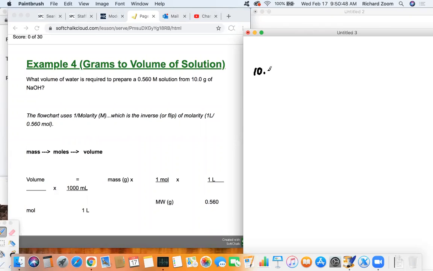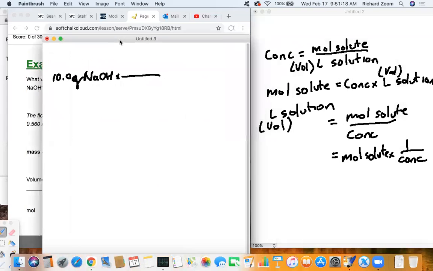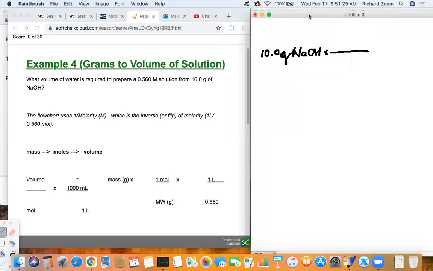Now, in order to start this, we'll start off with the grams, so 10.0 grams of NaOH. And as you would probably guess, we'll try to get to moles first. Now remember, we're looking for volume, and if we're looking for volume, you can see that volume will be moles of solute divided by the concentration. So that's where I'm aiming to begin. I'll get my moles first, which will be moles of solute, so moles of NaOH over grams of NaOH.